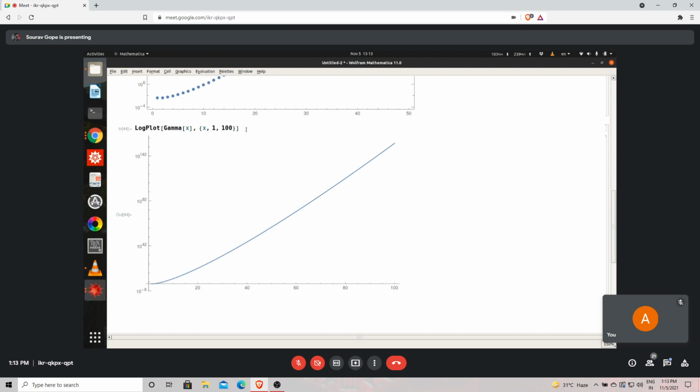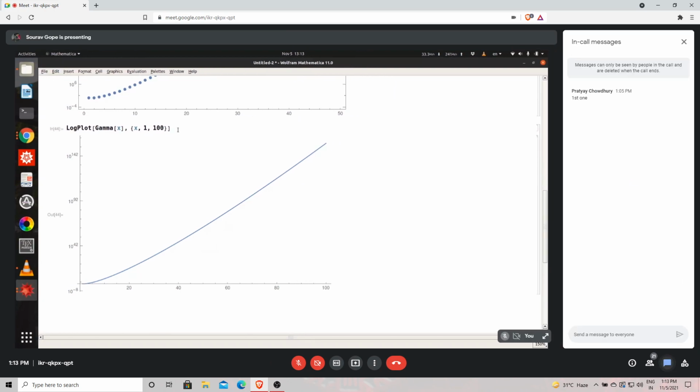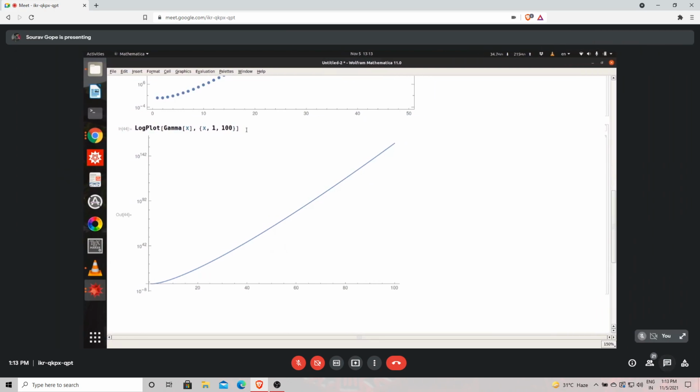Any questions? Sir, can gamma take complex values? Yes, they can also take complex values, right? But I have not said it yet, because in this plot I have not made any complex values. But yes, the gamma function can take complex values, but the real part must be non-negative. Okay.